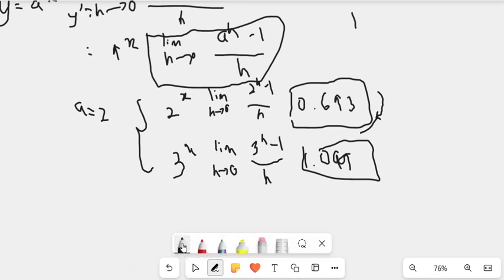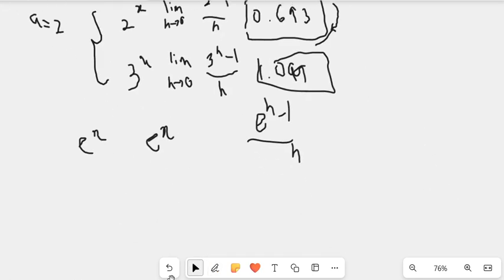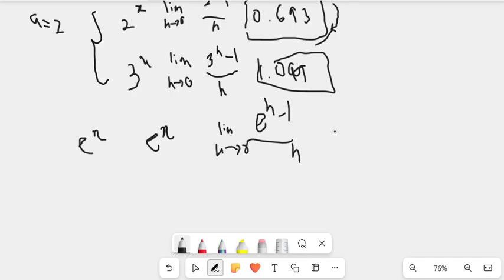There's e. So the derivative of e to the power of x is e to the power of x. Why? Because if you put e to the power of h minus 1 over h and take the limit as h approaches 0, you are going to get 1. And this is actually ln of e.